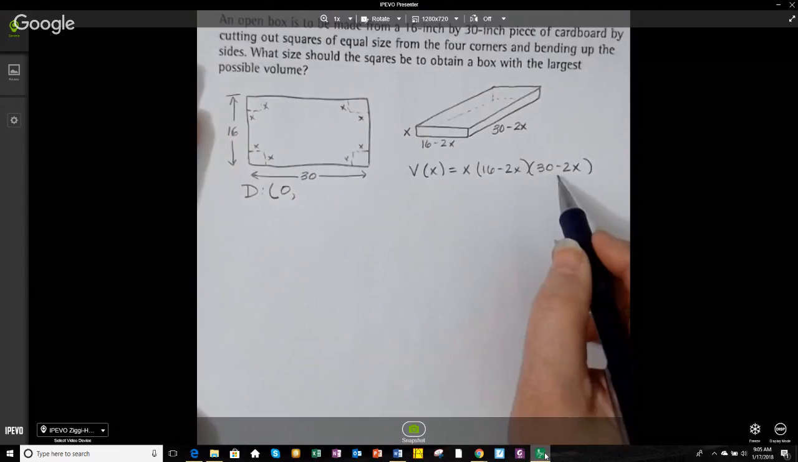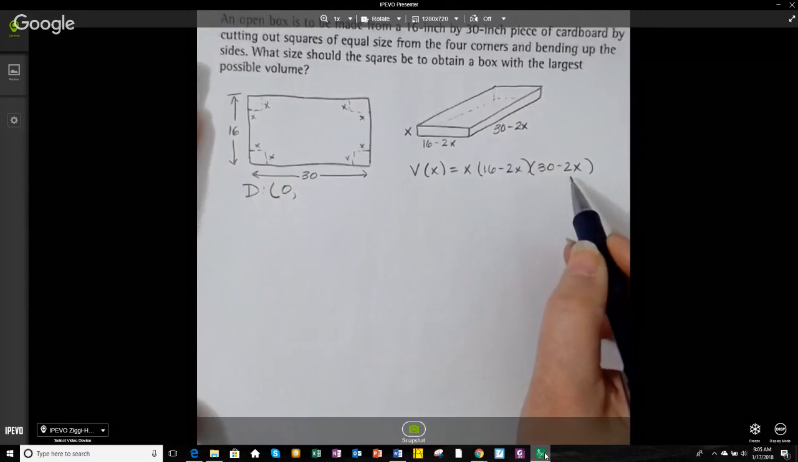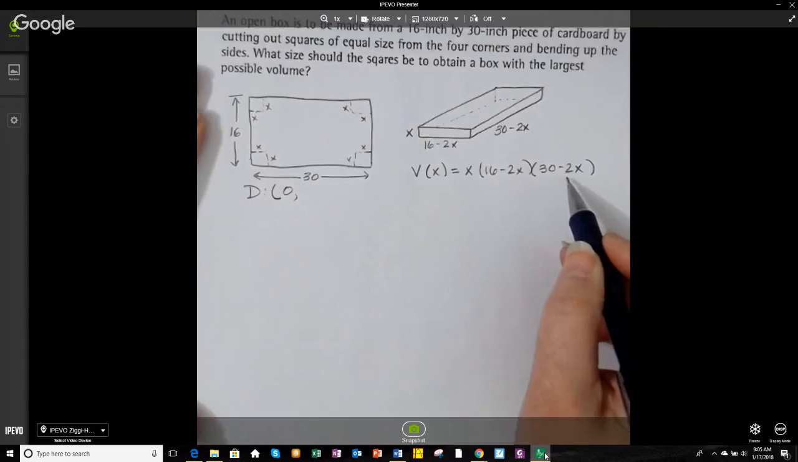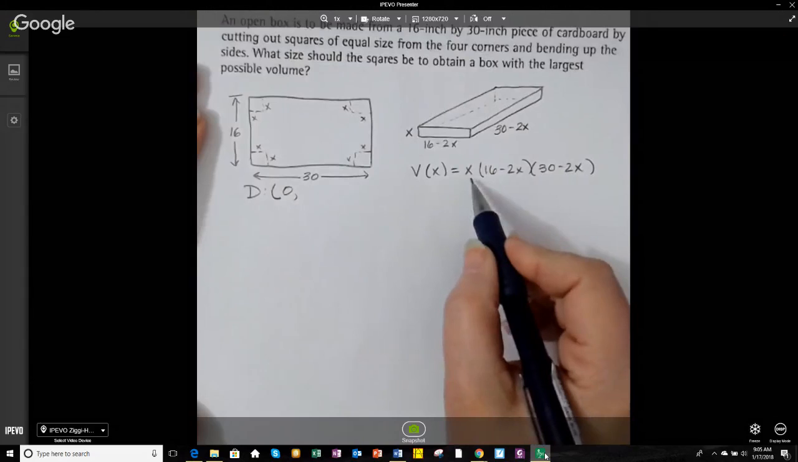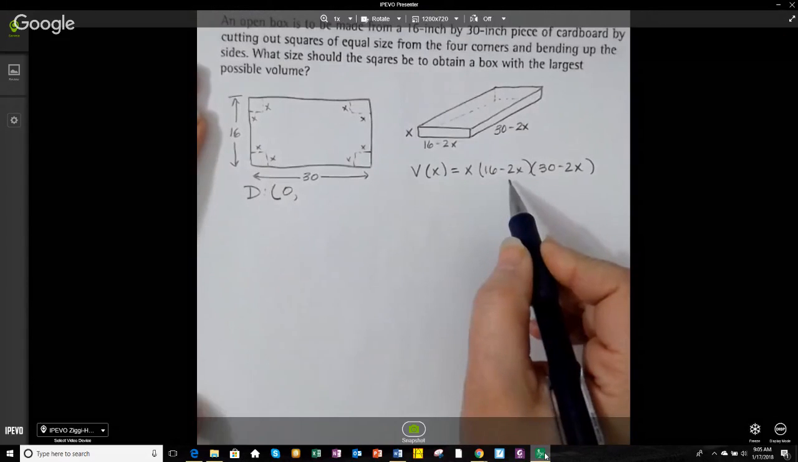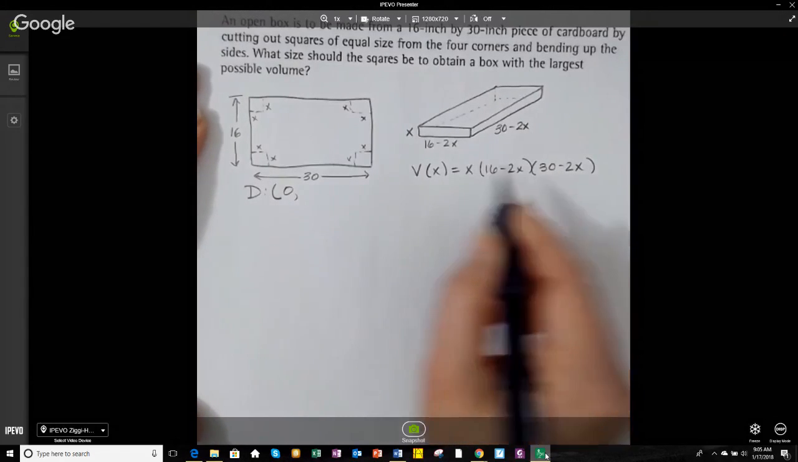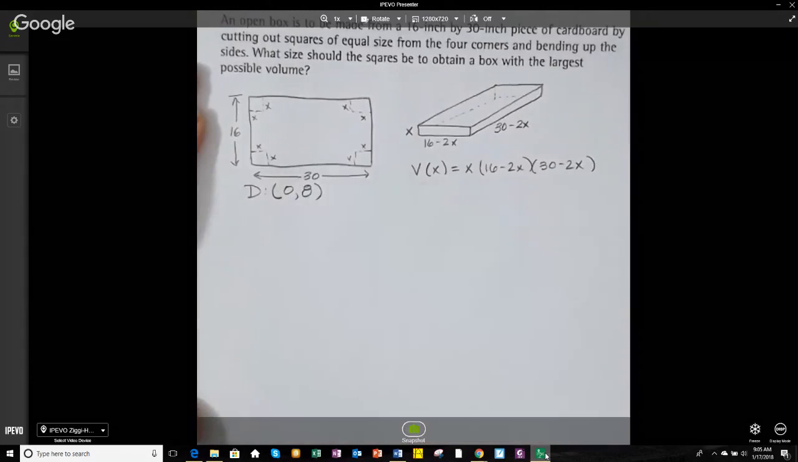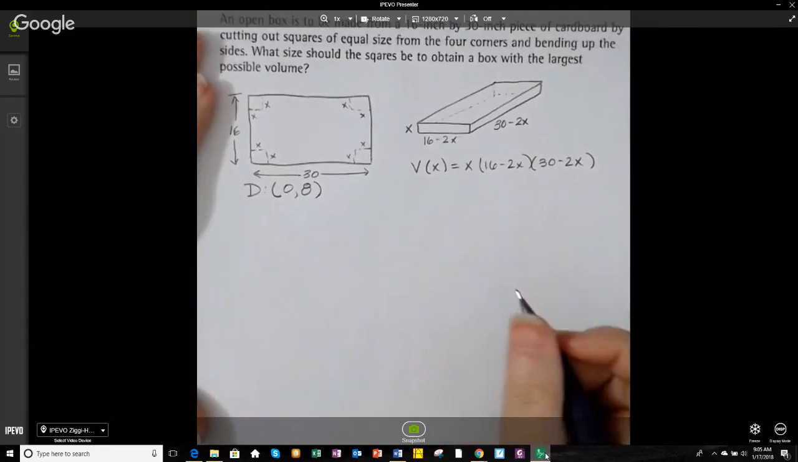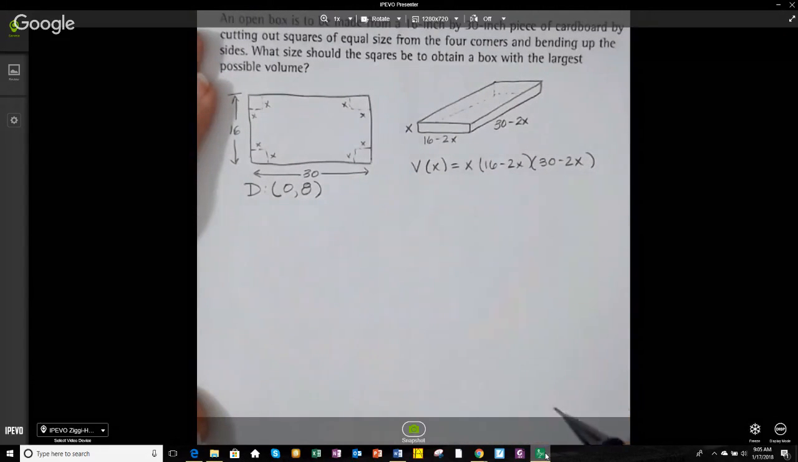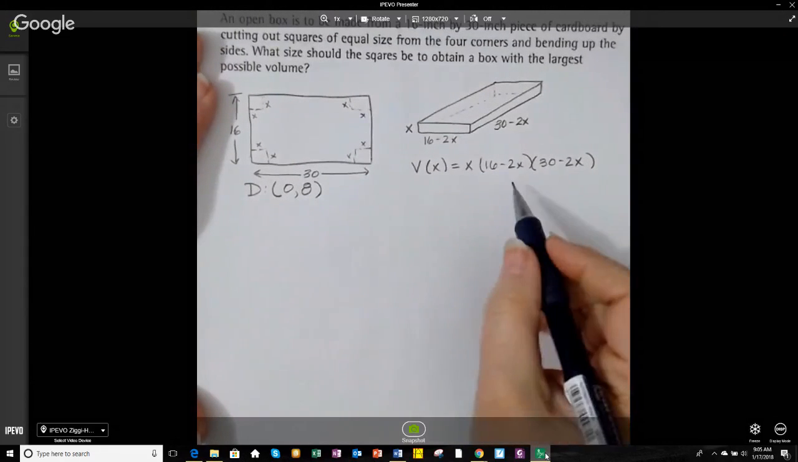And this side says, well, that's okay with me. I'm allowed to have sides that are 15 or less. So which one is the bigger constraint? This one says I have to be bigger than 0. This one says I have to be bigger than 0 but less than 8. And this side says, well, I have to be bigger than 0 but less than 15. So this is the big constraint here. So we're going to say the domain is from 0 to 8 for this function.